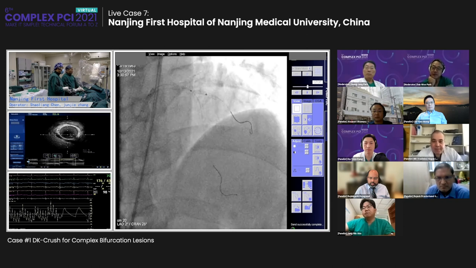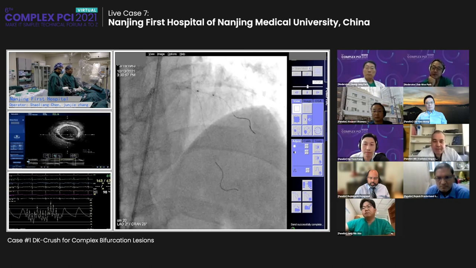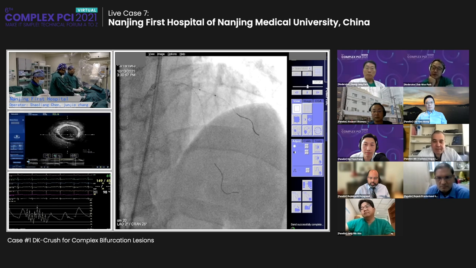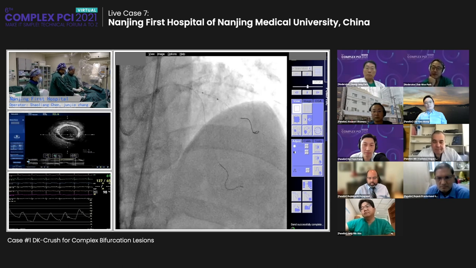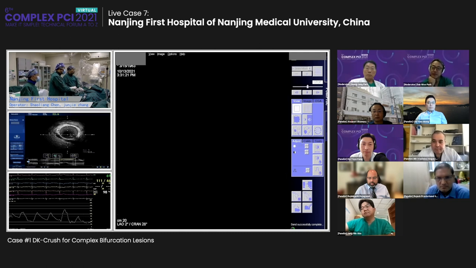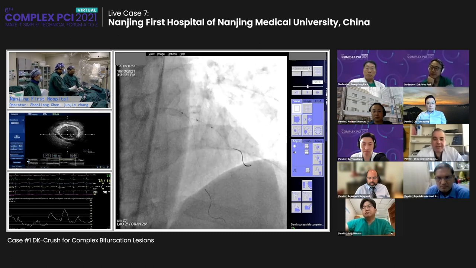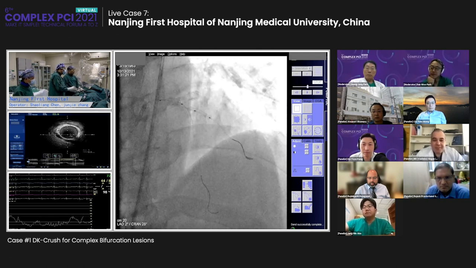So it was not difficult to put the balloon into the diagonal. I think this is good. Okay, great. Not too much distal, to avoid dissection. Professor Chen, can you hear me? I can hear you very well.